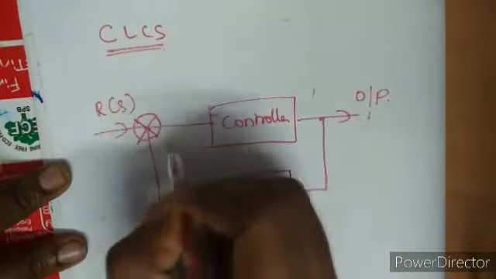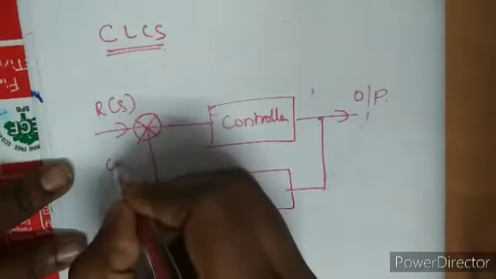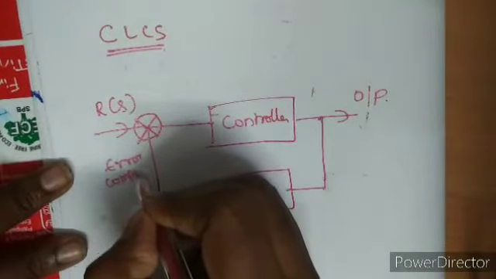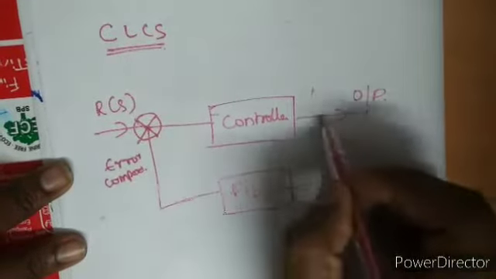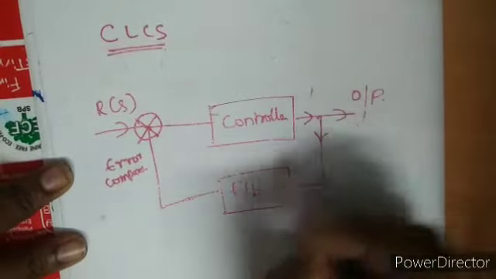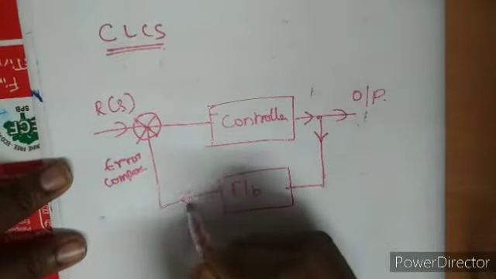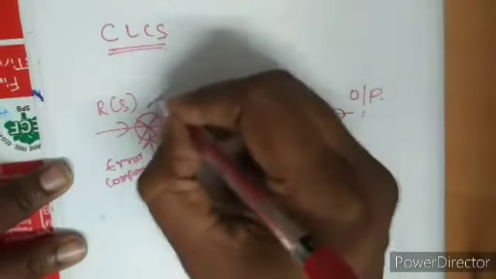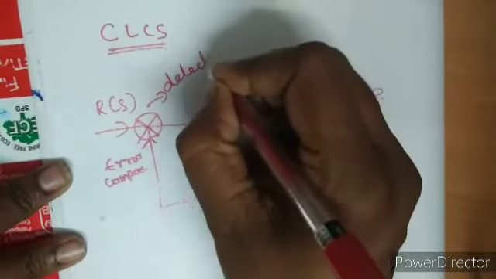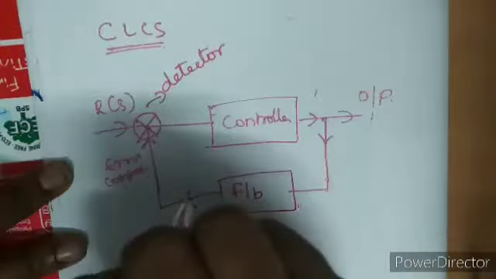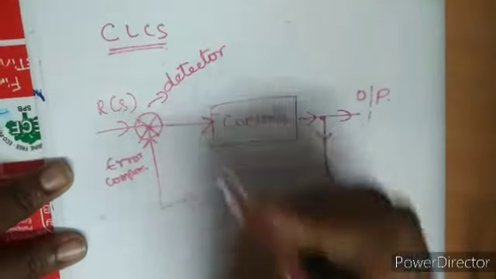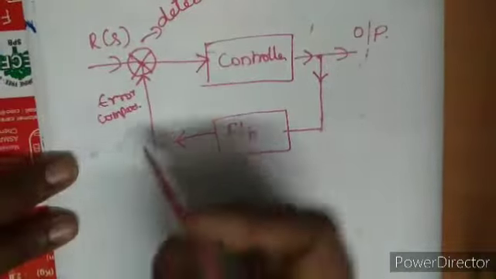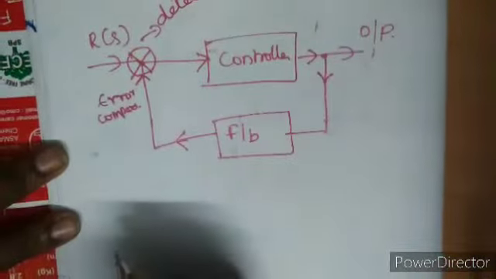Now this will act as an error comparator. The part of output is now fed back through a feedback circuit, and then it will go here. This is an error detector or an error comparator. It is called an error detector or an error comparator, and then again it will be passed through the control system. This type of control system is called a closed loop control system.